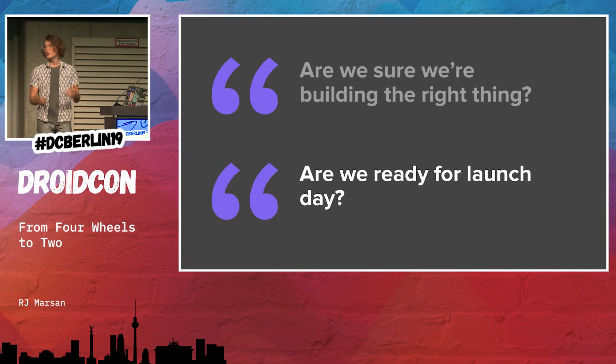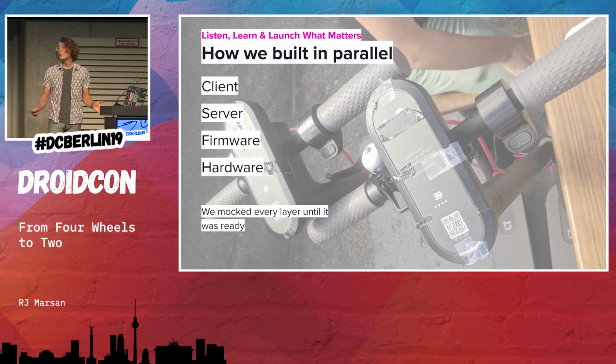So then the last thing, are we ready for launch day? Usually the answer is no, you're never really ready, but we're going to do what we can. Because this entire time we were building in parallel, which meant the client, the server, the firmware, and the hardware were all works in progress at the same time. But we still had to build it. So how do you do that?